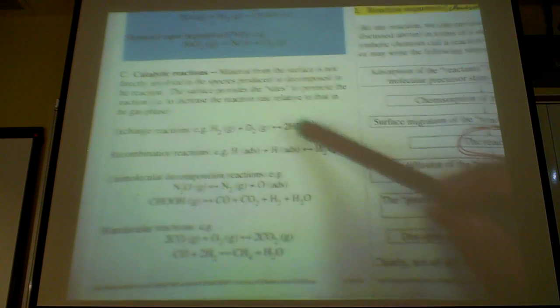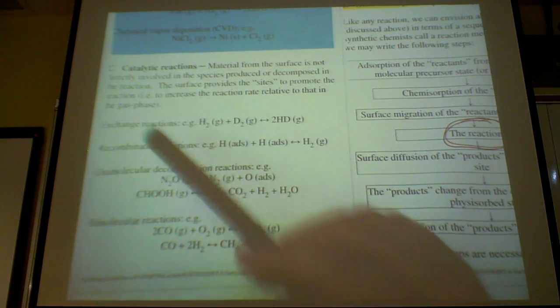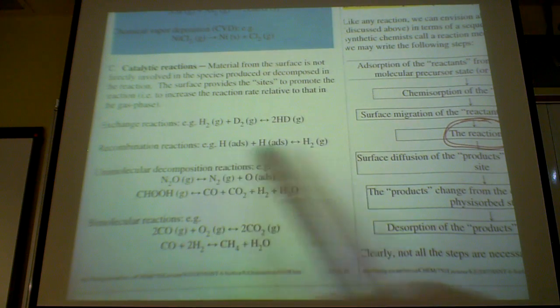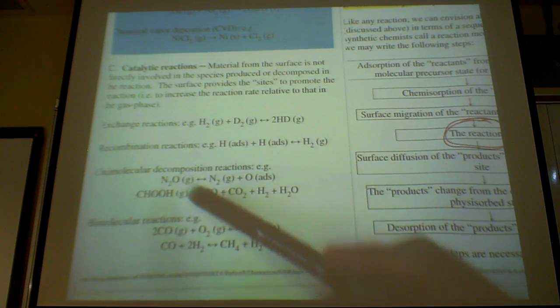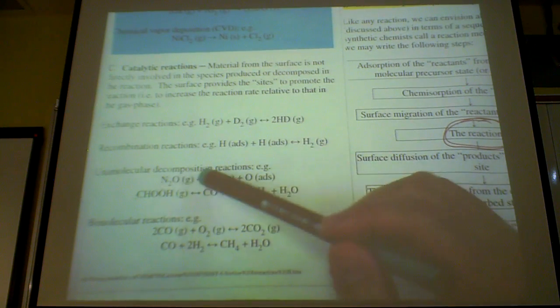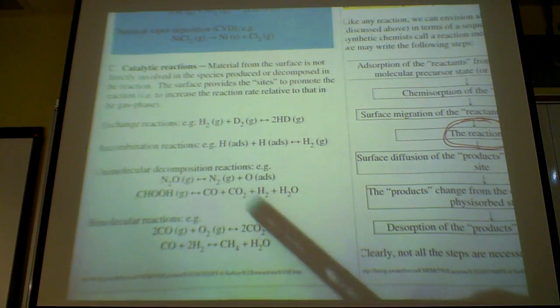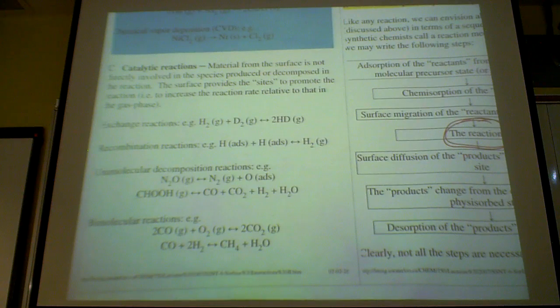And there are numerous types of reaction that you could have. You could have exchange reaction, recombinative desorption, that's something that we talk about. Unimolecular, where you start with one reactant and then go into another product, single reactant. That's why you call it unimolecular. Or bimolecular, whereby you have two molecules and they combine and give you products.